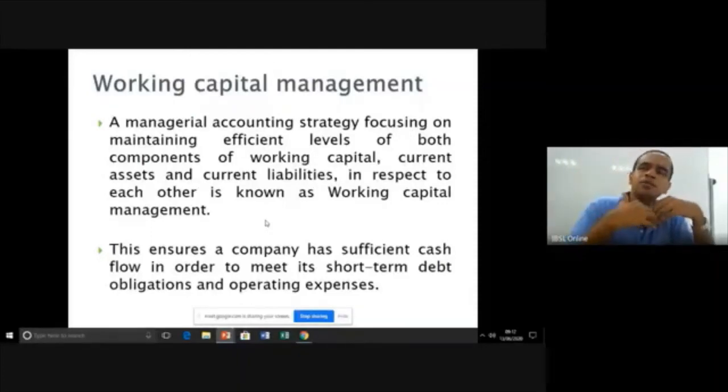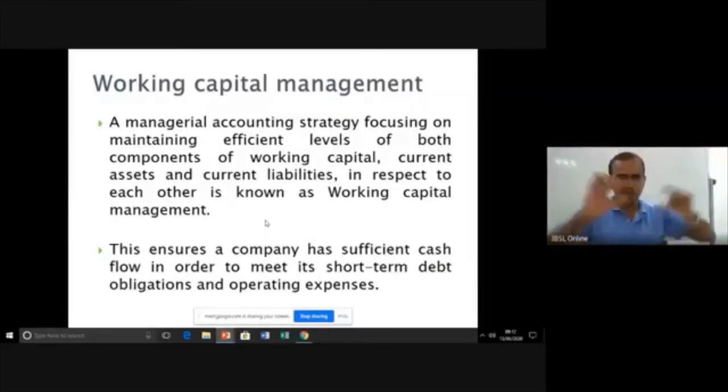Because if you have surplus working capital, part of it might be useful to invest in other industries, in other avenues, right? That can increase the bottom line. So top line is there. You need to target the bottom line also. Bottom line growth is very important. So in between, you have to play.